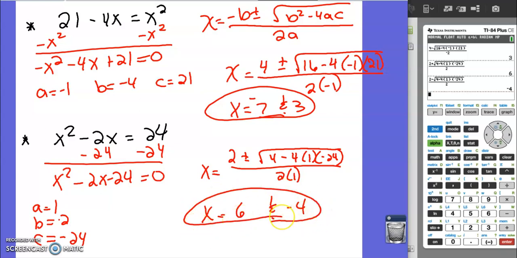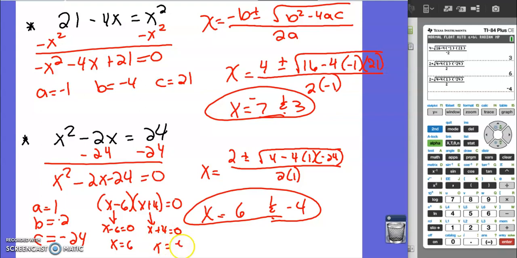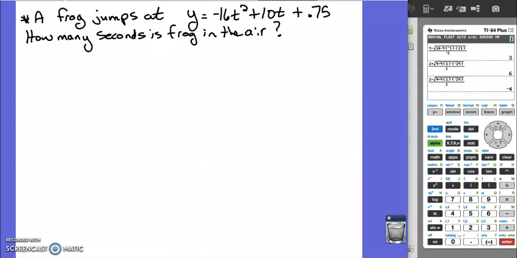But again, if it turns out nice like that, that means it could have been factored at the very beginning. X minus 6, x plus 4. And then you could have set this equal to 0. And you get x equals 6. And set this equal to 0. And you get x equals negative 4. And again, you can always graph it. Type it into your calculator, push graph, and you'll see that it crosses at 6, it crosses at negative 4, if you do that.